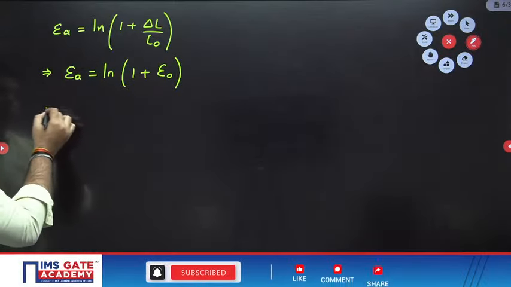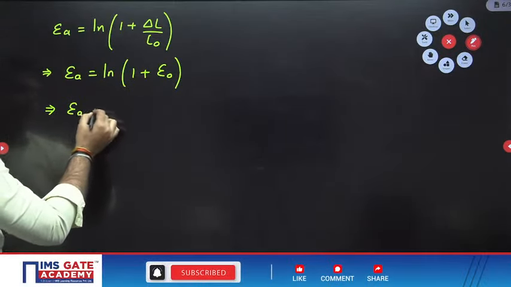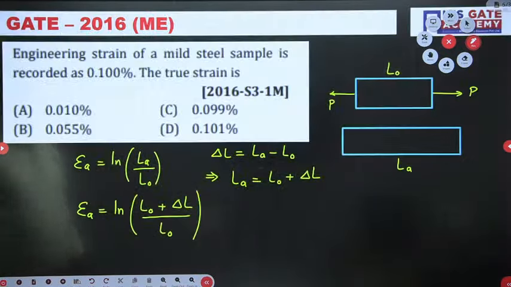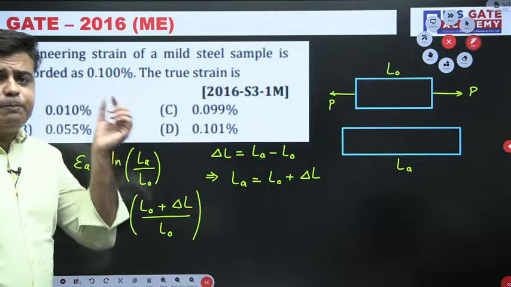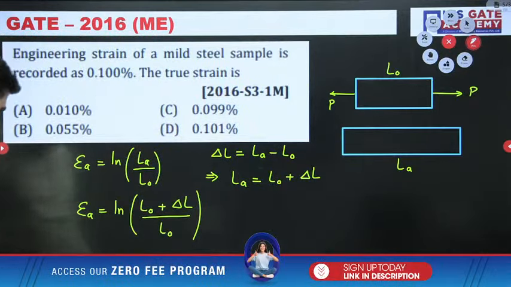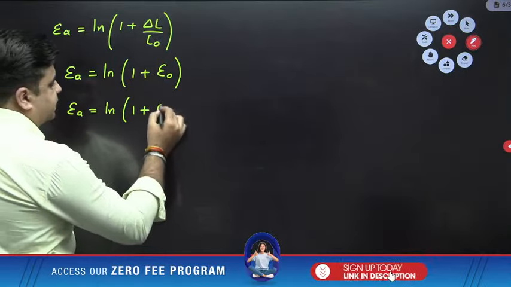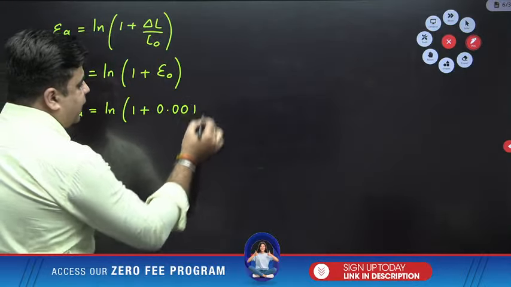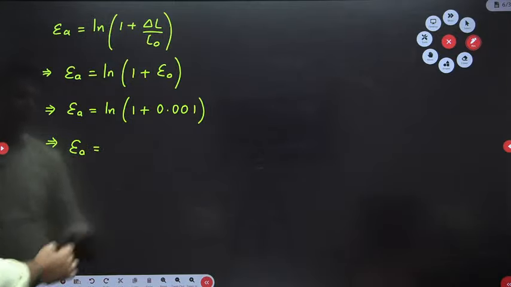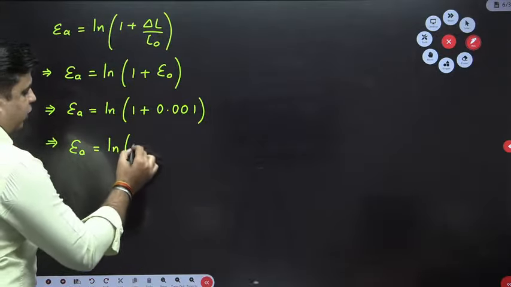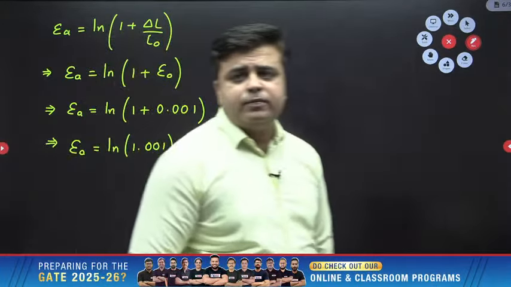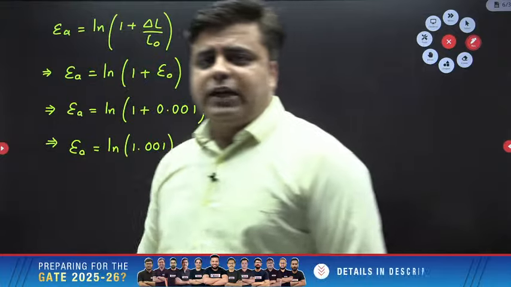Substitute the values. So you have actual strain equal to natural log of 1 plus engineering strain, which is given to you as 0.1%. Don't directly substitute the value. Please keep your eyes open. This is 0.1%, so 0.1% will be written as 0.001. Substitute and get me the answer of actual strain. It is natural log of 1.001. Please tell me this answer for actual strain.